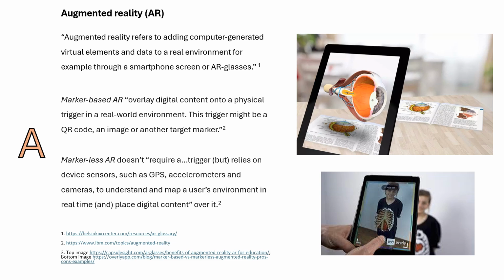So AR, which allows you to overlay digital content, can be marker based. So for example, here's the top images of a page or a textbook. You point the tablet at it. There's a marker on there which triggers the digital image to pop up, which you can then explore, rotate, and zoom in on for more information.